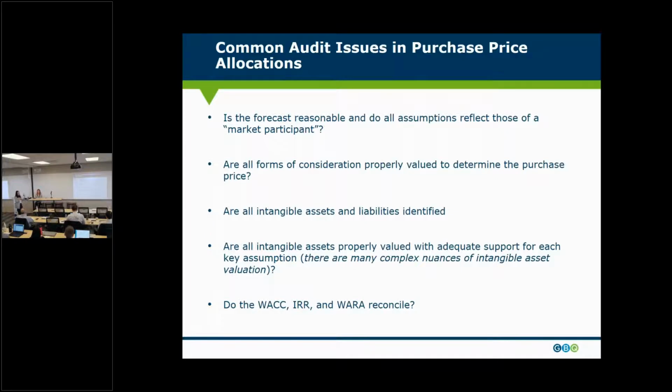So there's a lot of review questions that typically go into this, and that's also why we document a lot in our reports, so we can show the reasoning behind all this. But on the audit of this, there should be a lot of scrutiny on all these assumptions. And lastly, I mentioned, do the WACC, IRR, and WARA reconcile? That's a pretty straightforward question.